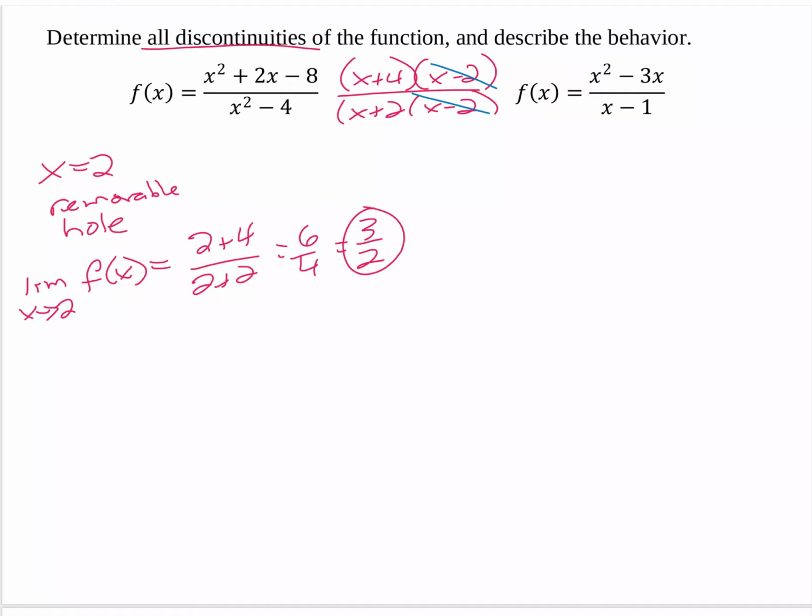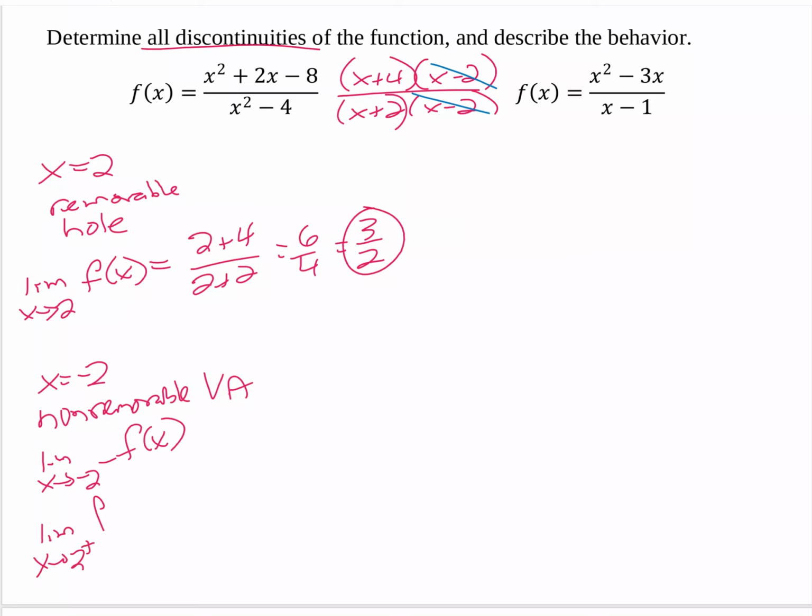What about the non-removable? Because we do have this x plus 2 on the bottom that we couldn't take care of. Well, at x equals -2, it's a non-removable vertical asymptote. All right, so then we have to do the limit as x approaches -2 from the negative side of the function, and the limit as x approaches -2 from the positive side of the function.